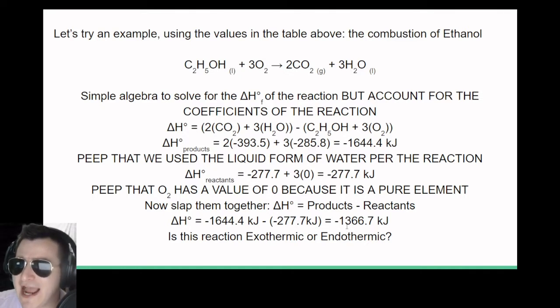So what if I just find out how many moles of ethanol I have and just multiply it by this value? Well, that's exactly what we're going to do. And this is what is known as the molar heat of combustion. How much energy is released per mole.